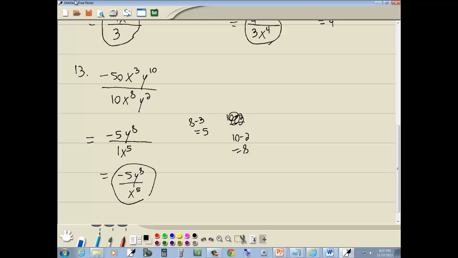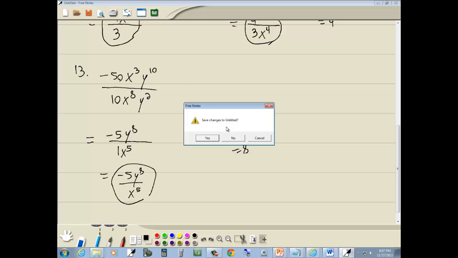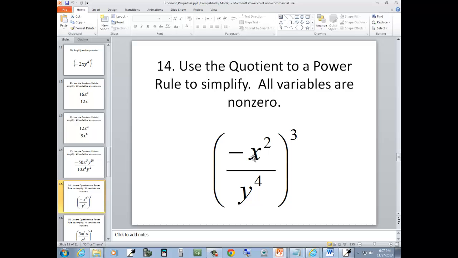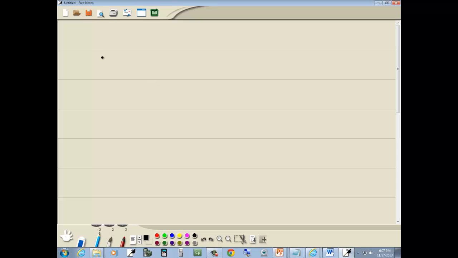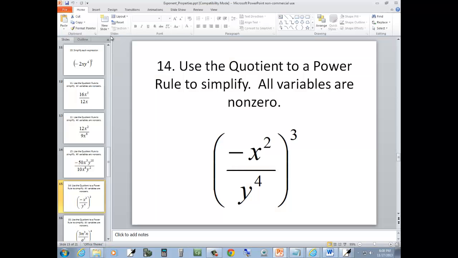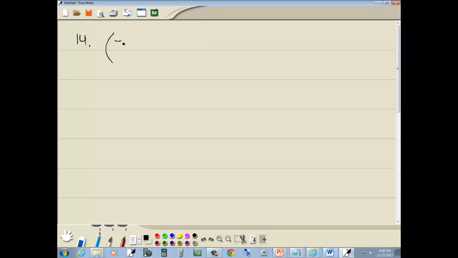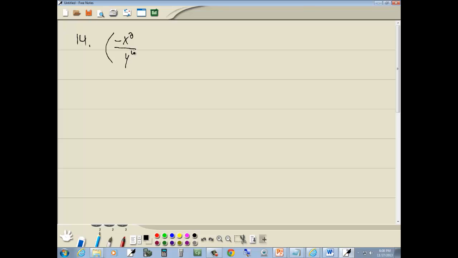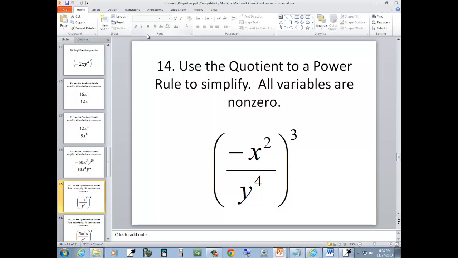It looks like I'm about out of space, so let me go and start a new page. And let's look at number 14. We got negative x squared over y to the fourth, raised to the third power.